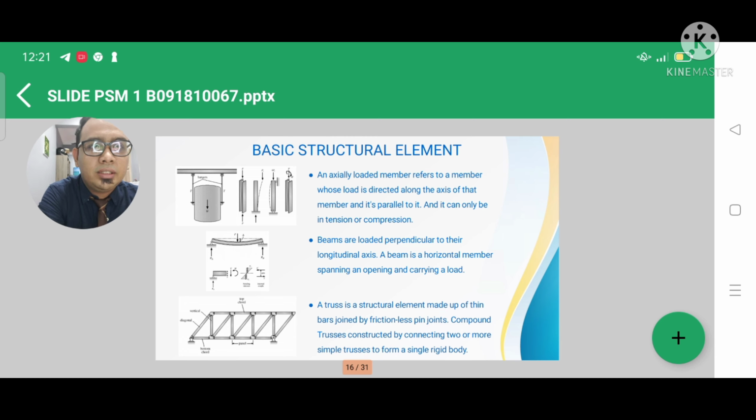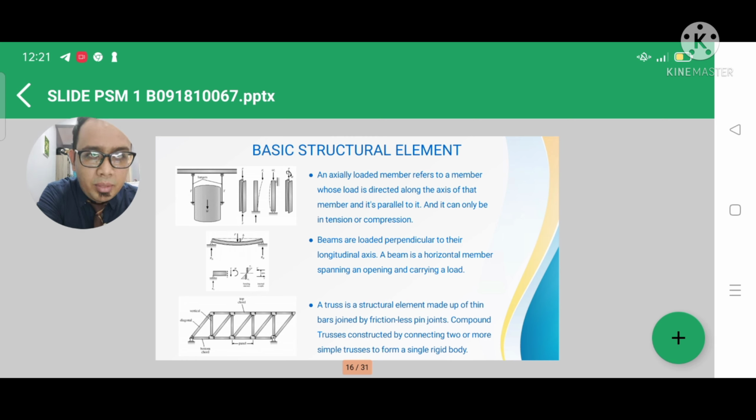This is the basic structural element. The first one is an axial load member, referring to a member whose load is direct along the axis of the member and is parallel to it, and it can only be in tension or compression.